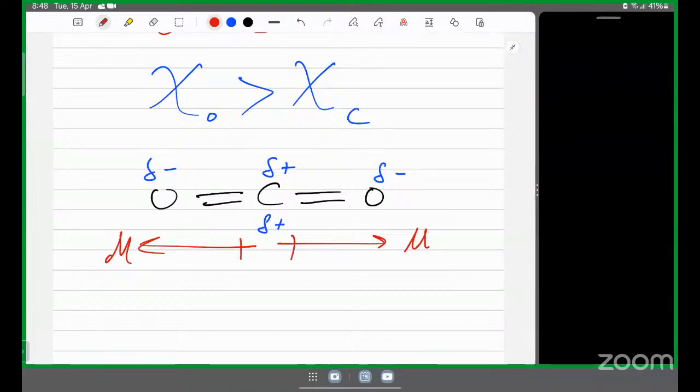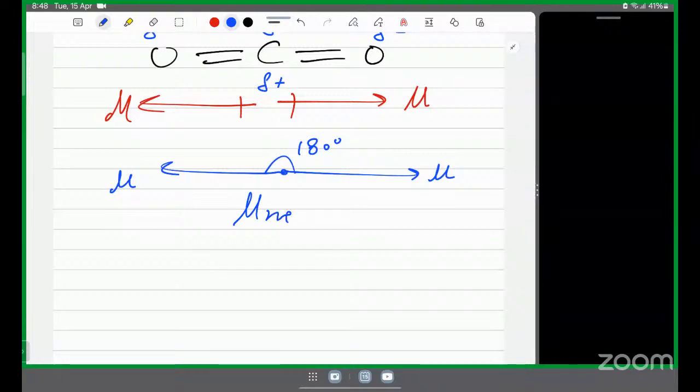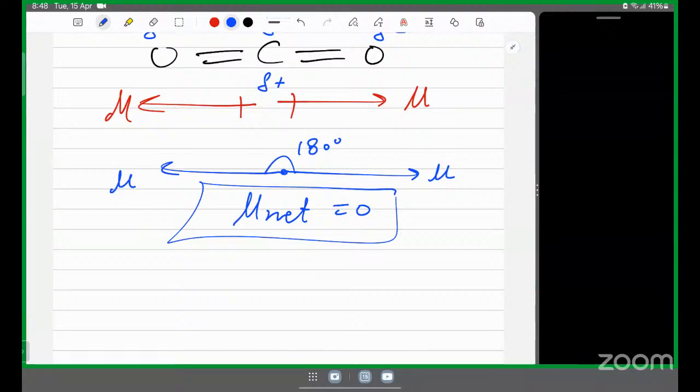So for the net dipole moment, one of the dipoles is on the right hand side, and one is on the left hand side with the same magnitude, at 180 degrees. So the net dipole will be 0. So CO2 is an example in which covalent bonds are polar in nature, but the molecule is non-polar, which means a non-polar molecule can also have polar covalent bonds, or it can also have non-polar.